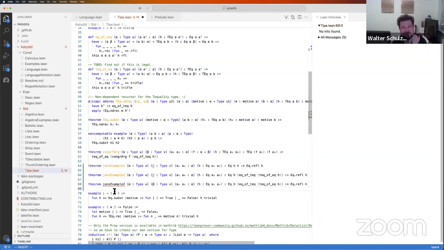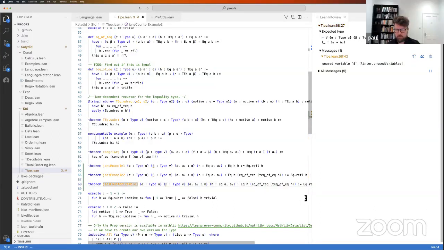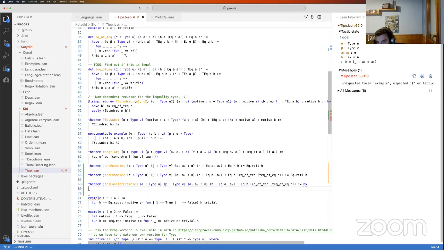Right, Jan's example 3, and then just do a by. I just want to see the proof state. Sorry, no, I meant so. Yeah, I just wanted to see the... Yeah, see, I'm not doing something right here.